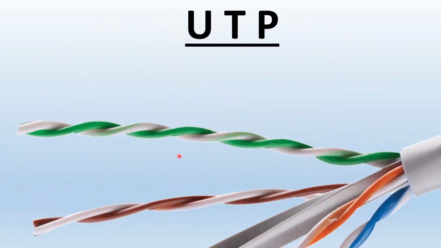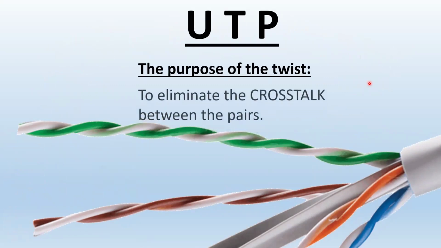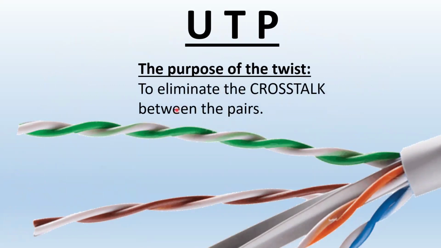Unshielded twisted pairs, this is just to show that the pairs are twisted at different rates. The purpose of the twist is to eliminate the crosstalk between pairs, and actually that twist idea was thought of by no other than Mr. Alexander Graham Bell some years ago. So that's not a new idea.